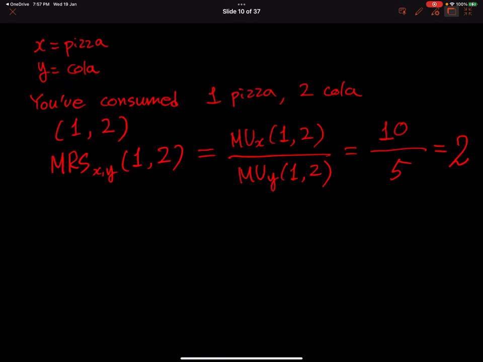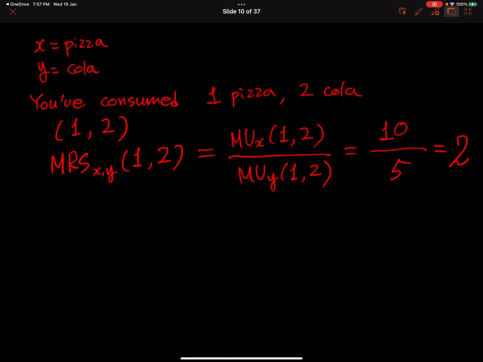So basically, MUx of 10 means that I already consumed one pizza and 2 cans of cola, and at this point, if you give me one more slice of pizza, my additional happiness is 10. My happiness level is twice higher than my additional happiness when you give me one more cola. So you compare this additional happiness for one more pizza and one more cola. Okay, so the ratio is 2. It means that whether you give me 2 colas or you give me one pizza, I will have exactly the same additional happiness. Which means that, look at this, it's the marginal rate of substitution.